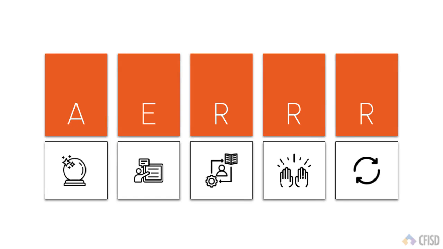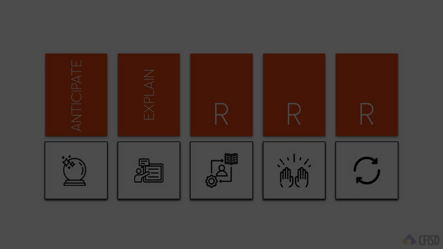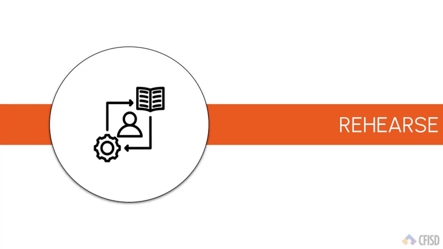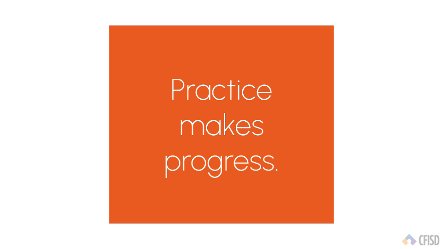Remember, the letters AERRR represent the components of effective teaching, especially when it comes to behavior expectations. So far in this series, we have introduced anticipate and explain. The next component is rehearse. They say practice makes progress.